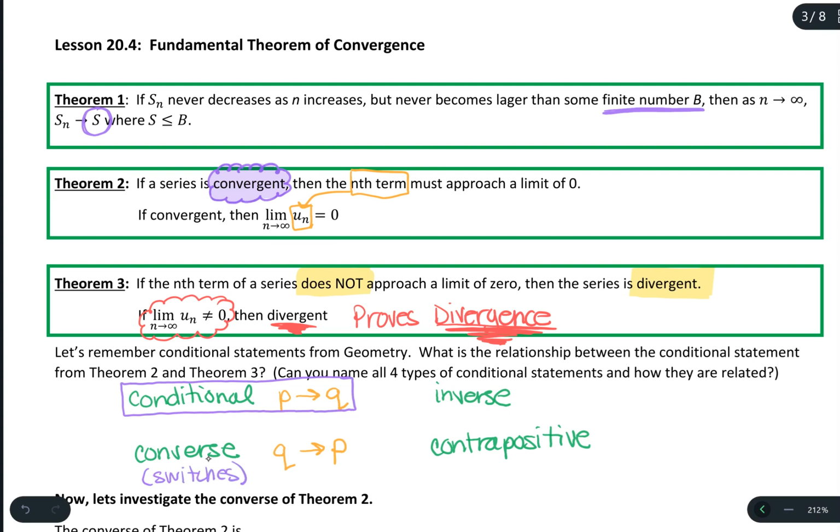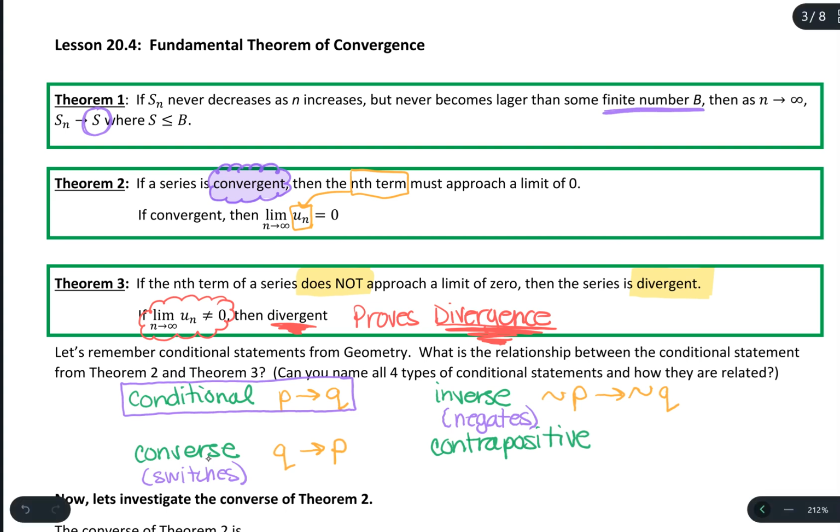It switches the hypothesis and the conclusion. Then we have the inverse. The inverse negates the hypothesis and the conclusion, and when I say that, I'm referring to the conditional. So you can see here that the conditional is if P then Q, and if I say, okay, if P then Q, then I just put if not P, then not Q. So the inverse negates the conditional.